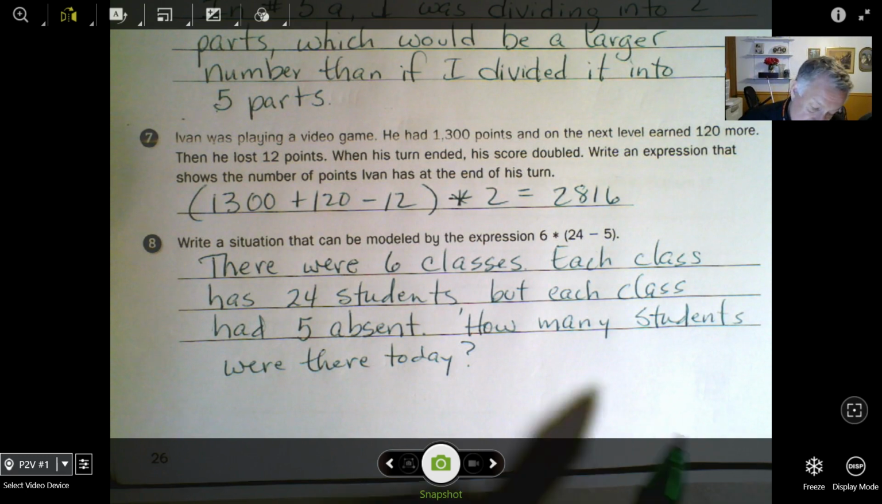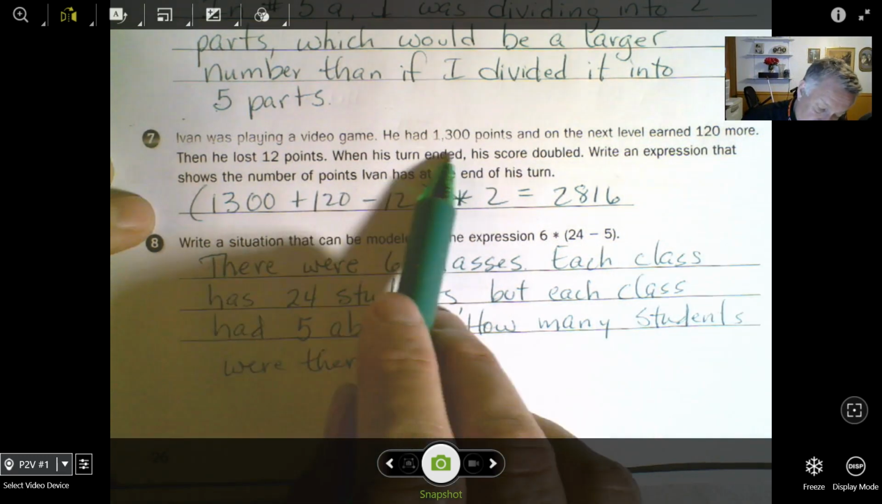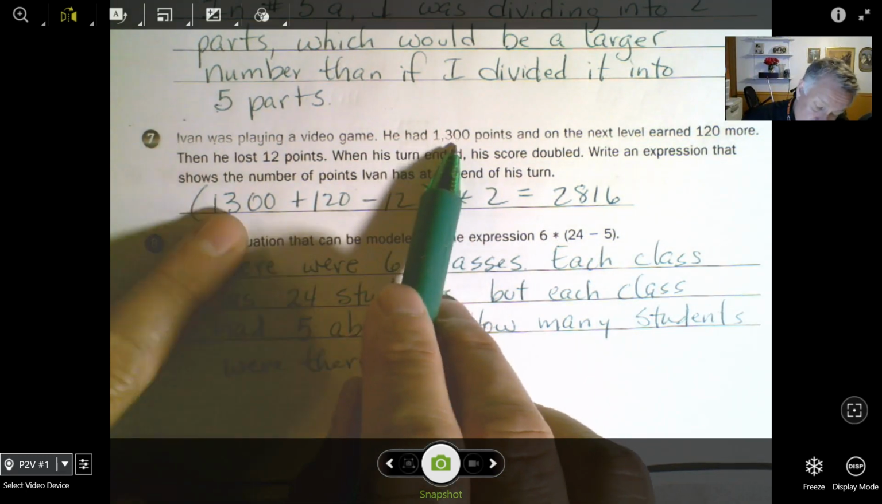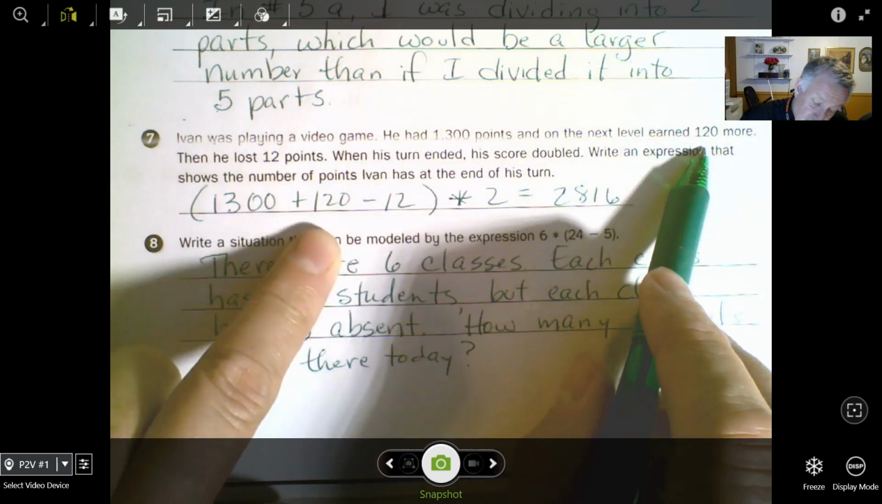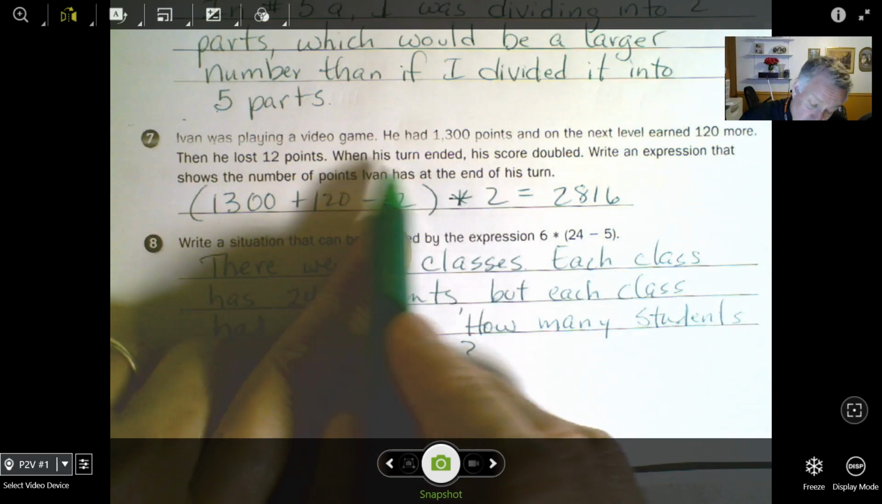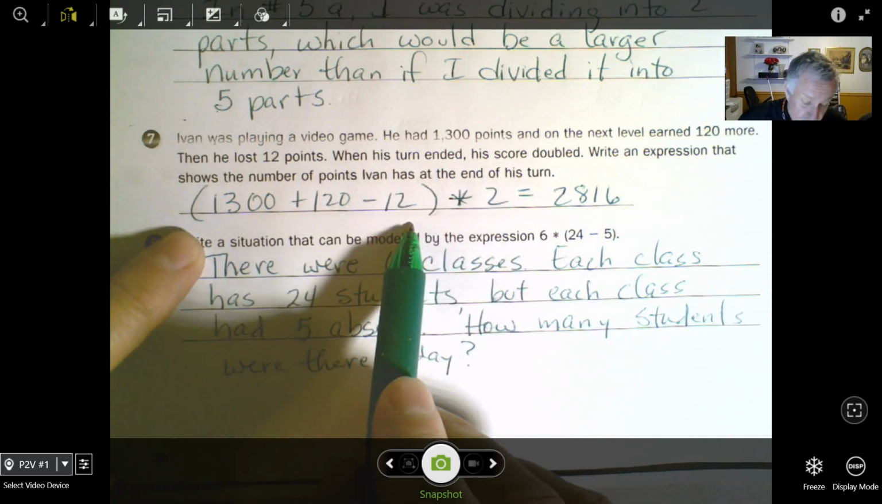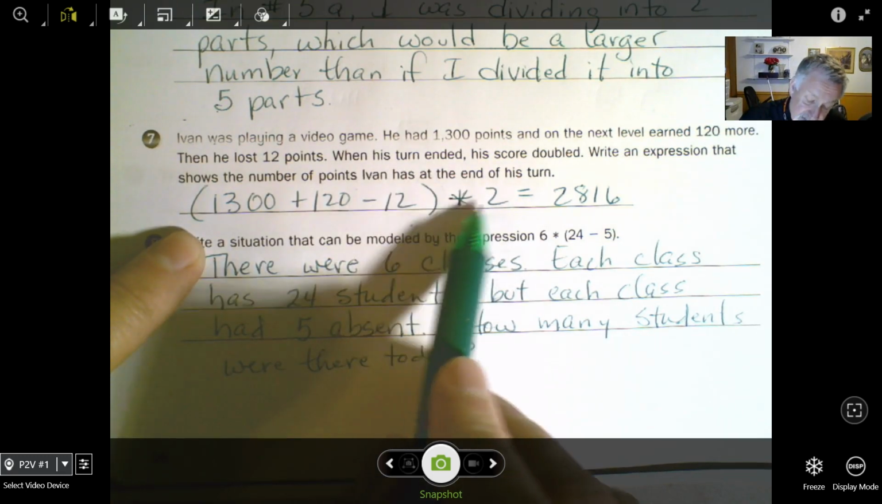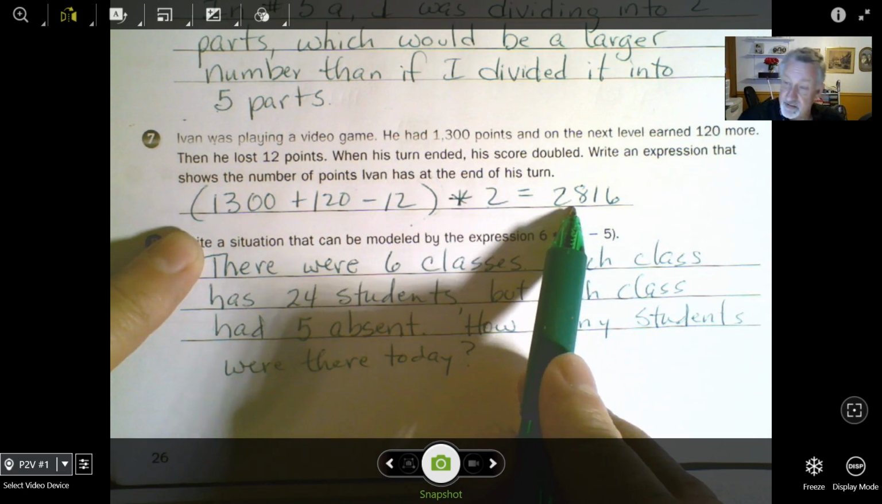Number 7, Ian was playing a video game. He had 13,000 points. On the next level, he earned 120 more. Then he lost 12. That total amount, so I put the entire portion there in parentheses, is then doubled. That gives you 2,816.